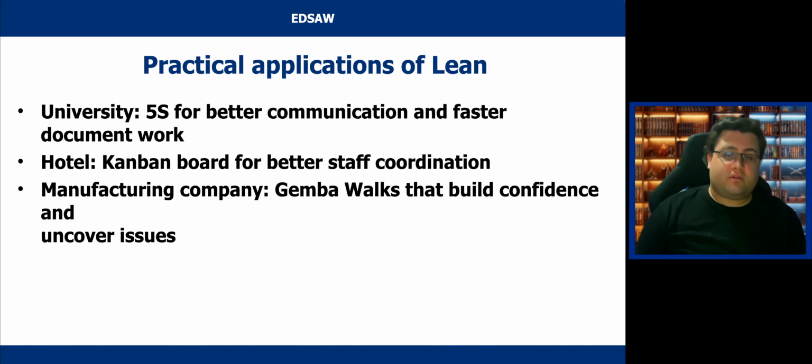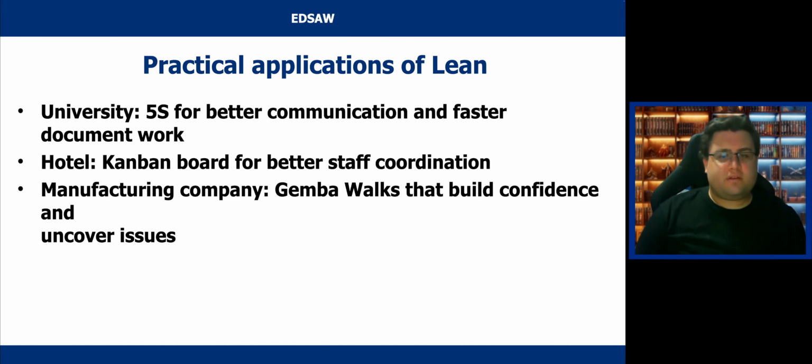The second example is a hotel. The staff started using a Kanban board, where tasks were visualized. Housekeeping, reception, and maintenance had an overview of what needed to be done and could better coordinate their actions. The result was greater efficiency and a better experience for guests.